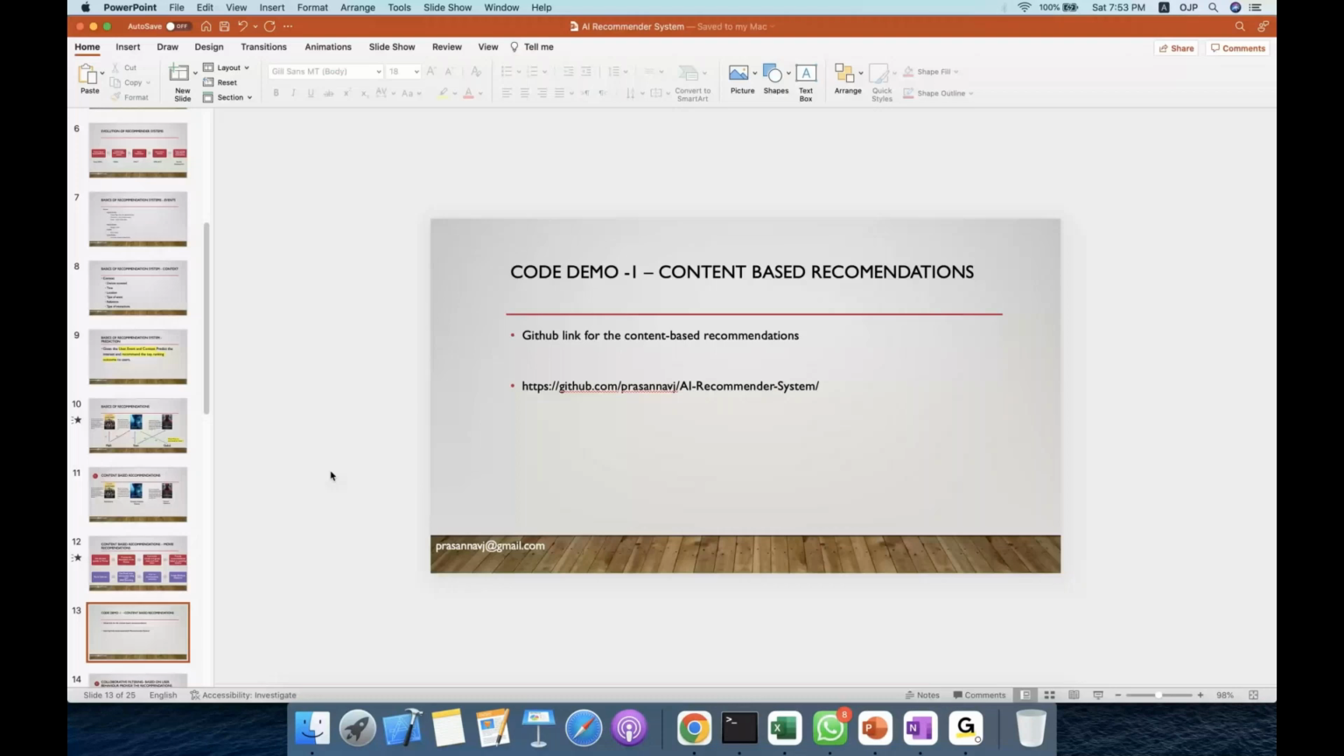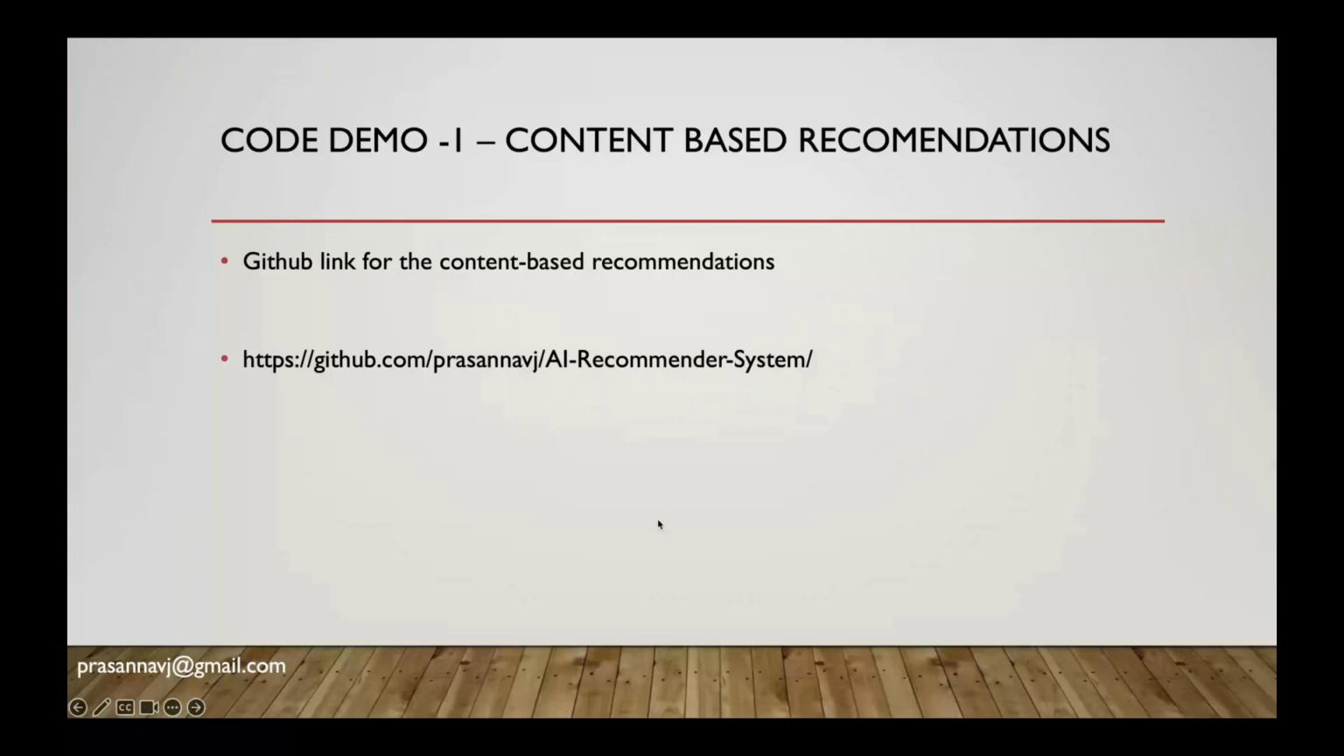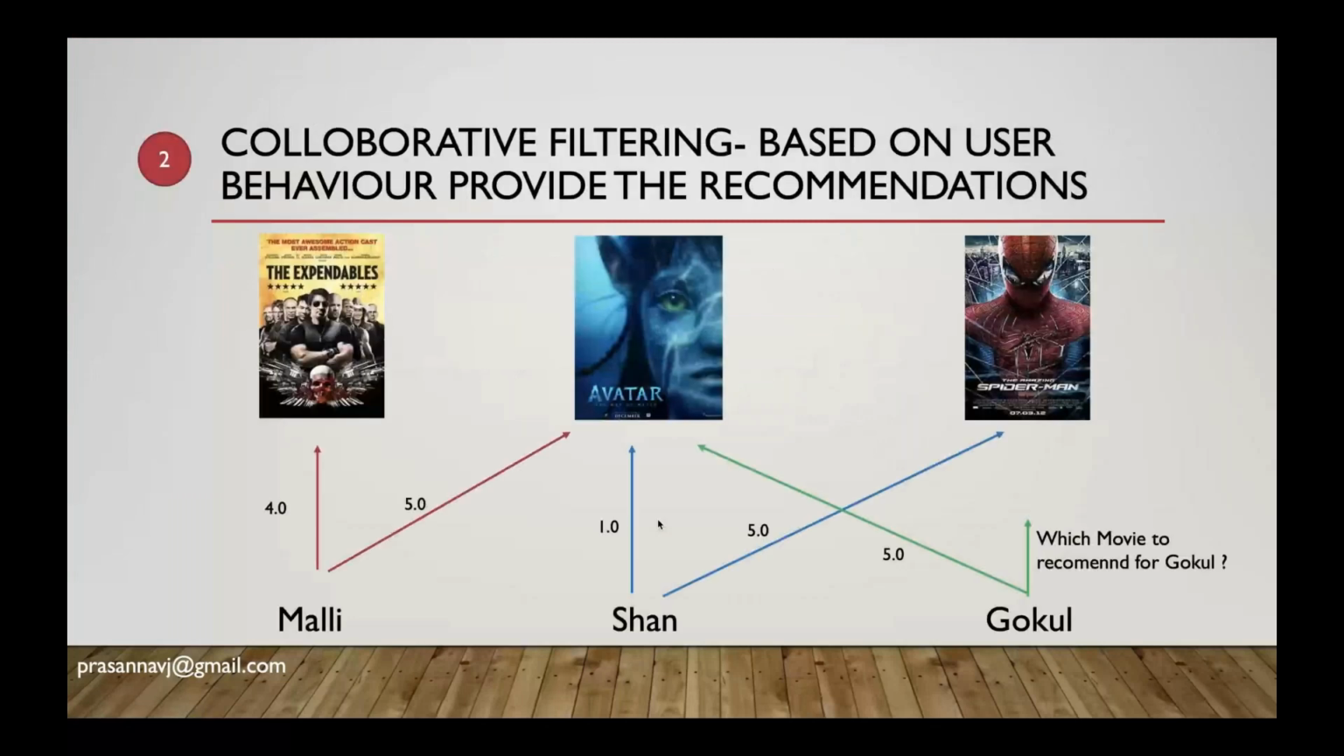Okay. So let me go to collaborative filtering. We looked at collaborative filtering, where the example is that I have a set of movies, and some people have already rated them. Like Malli has already rated Avatar 5, and Gokul also rated Avatar 5.